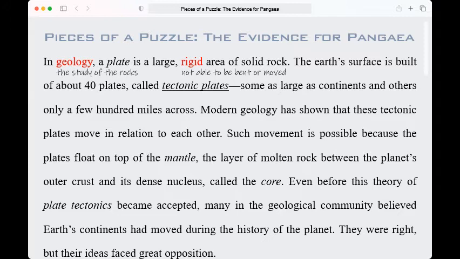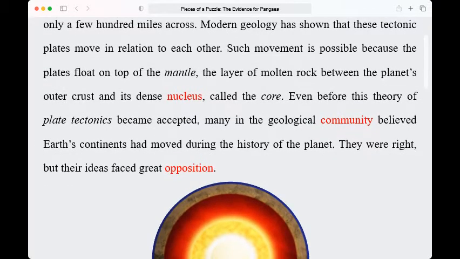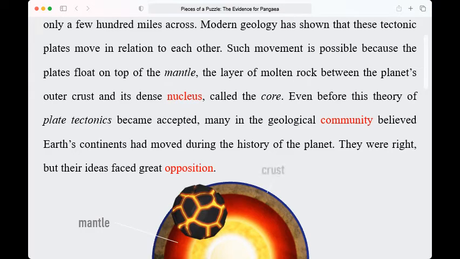And we could be asking these kinds of questions. How could a solid piece of land move? And the answer lies here. Such movement is possible because the plates float on top of the mantle, the layer of molten rock between the planet's outer crust and its dense nucleus, called the core.